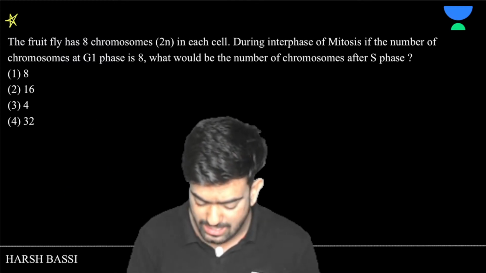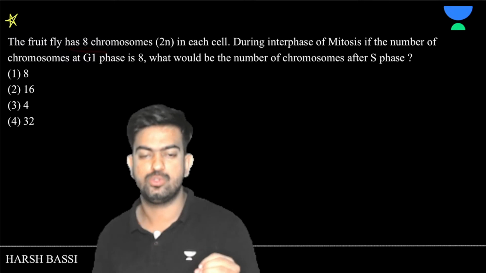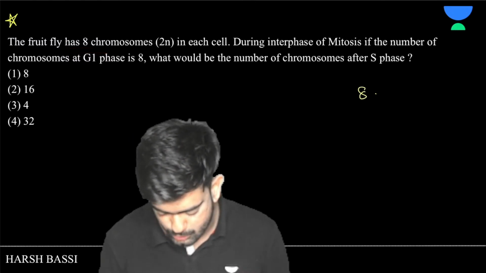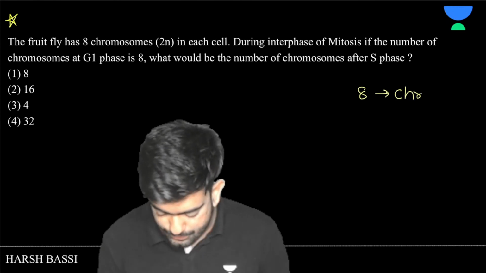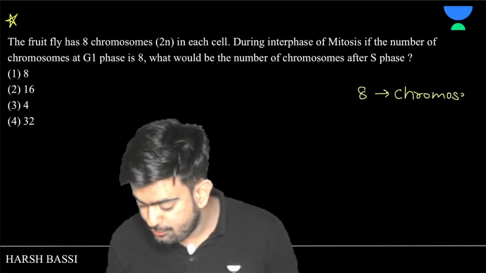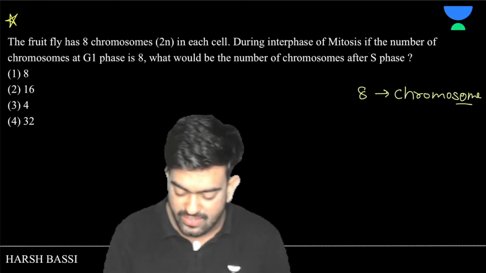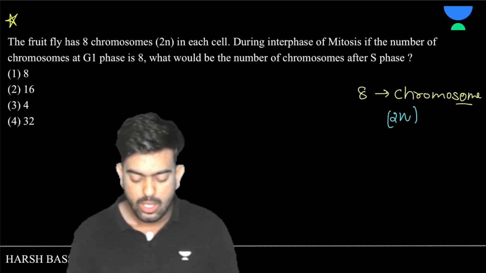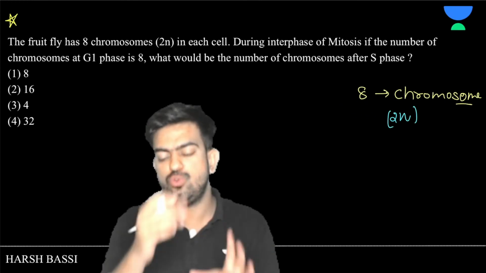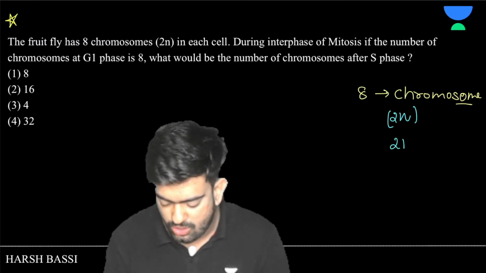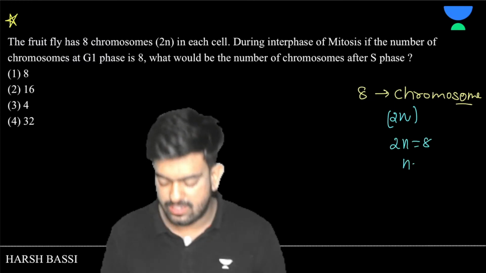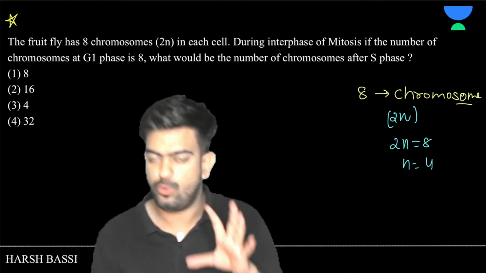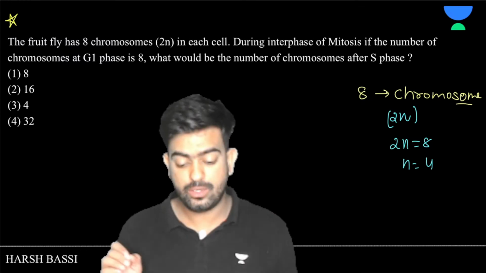The question says that the fruit fly has 8 chromosomes. Okay, great, sir. We understood that the fruit fly has 8 chromosomes. Now, it also says that this fruit fly is diploid, which is 2n. Clear? Before moving forward, let's find the value of n here. So the value of n will be 4, meaning the haploid content of this fruit fly will be 4. Great. Now, what is the question saying?